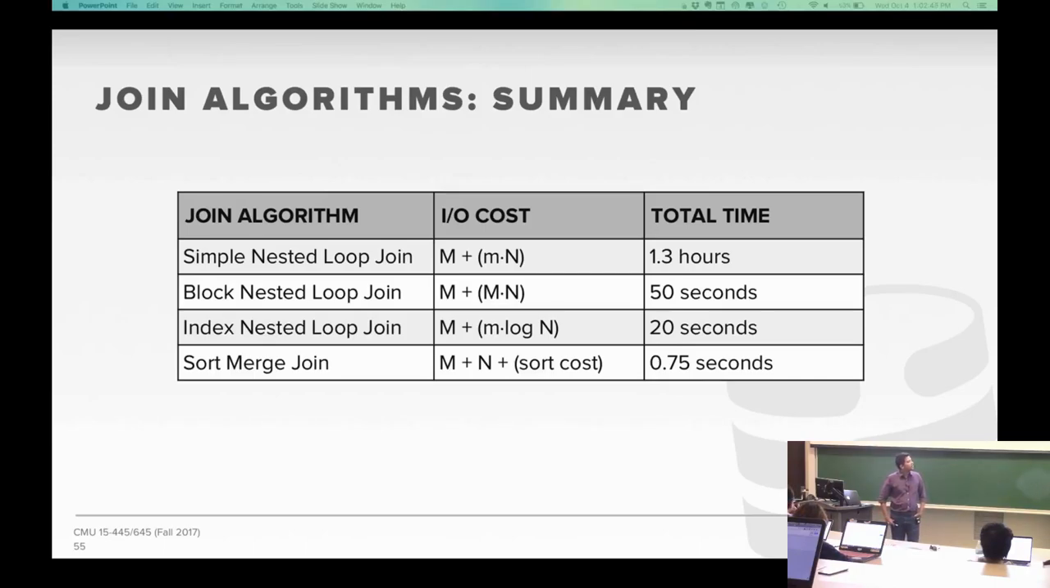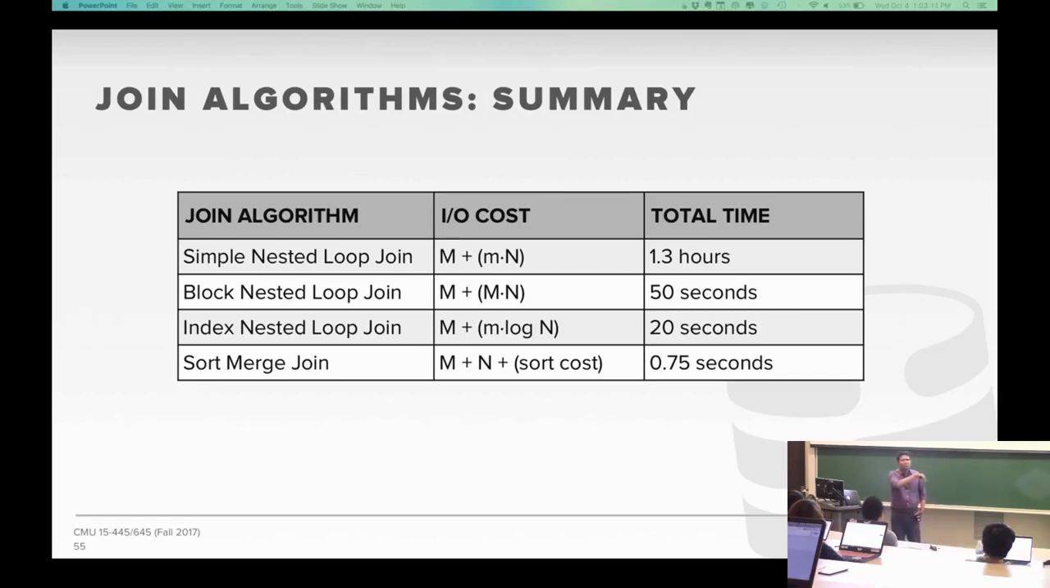And then eventually we have the sort merge join algorithm. If the tables are already sorted, then this is a really nice algorithm you can use to construct an output table that's also sorted, right? Which can be used by other operators higher up in the query plan. So with a sort merge join algorithm, you can run it in like 0.75 seconds.